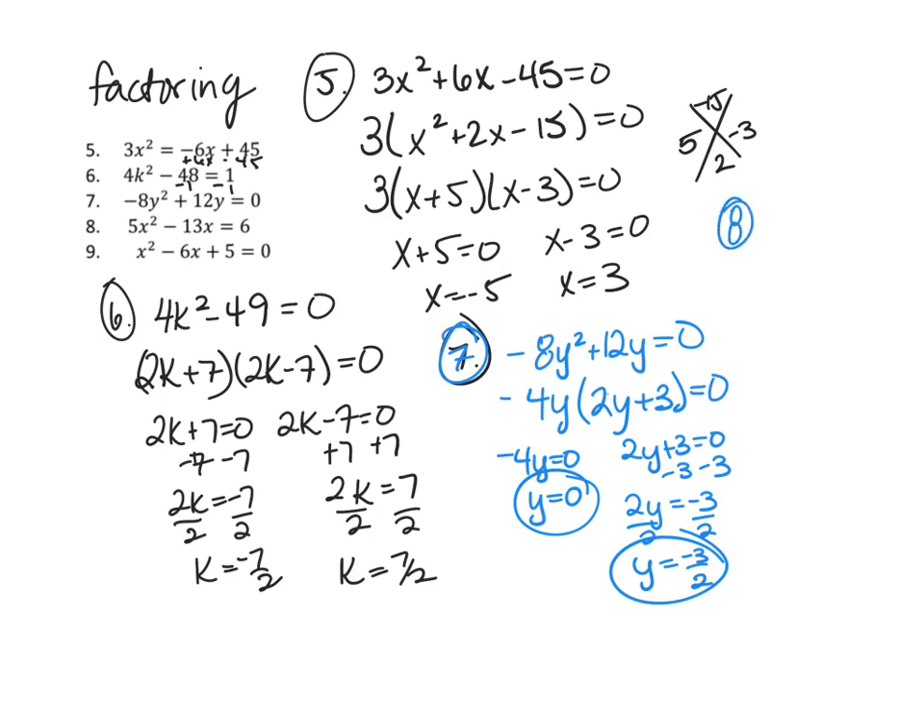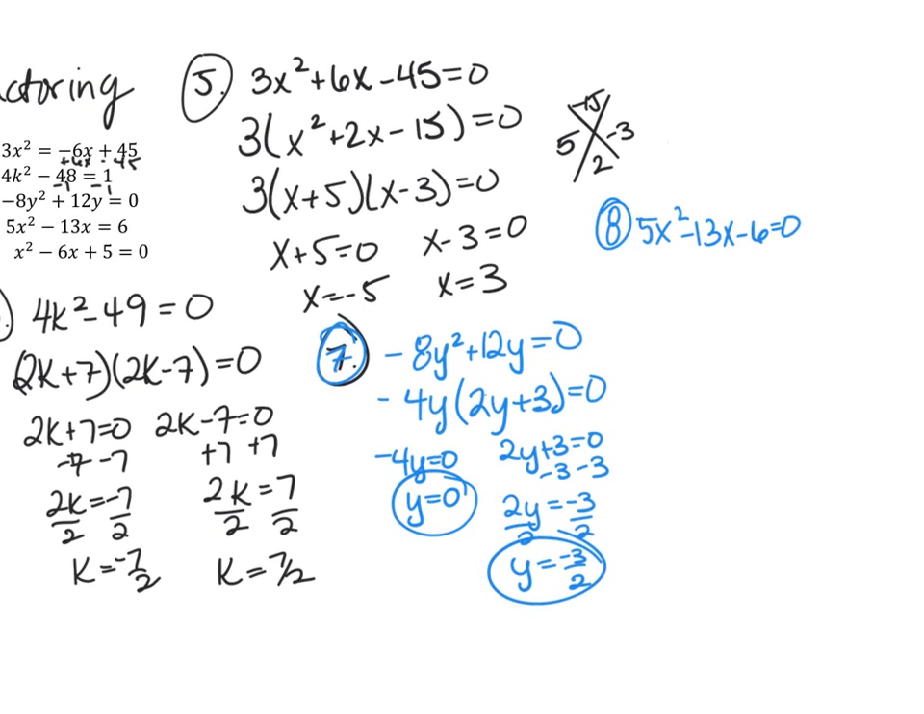Number 8, 5x squared minus 13x. I'm going to move the 6 to the other side, so minus 6. And this is, again, solved by factoring. So I know the only way I can get 5x squared is 5x times x. So 5x times x. And I have 6 times 1 or 3 times 2. And I need to get 13x. So let's try 3 times 2. My outside is 10x, and my inside is 3x.